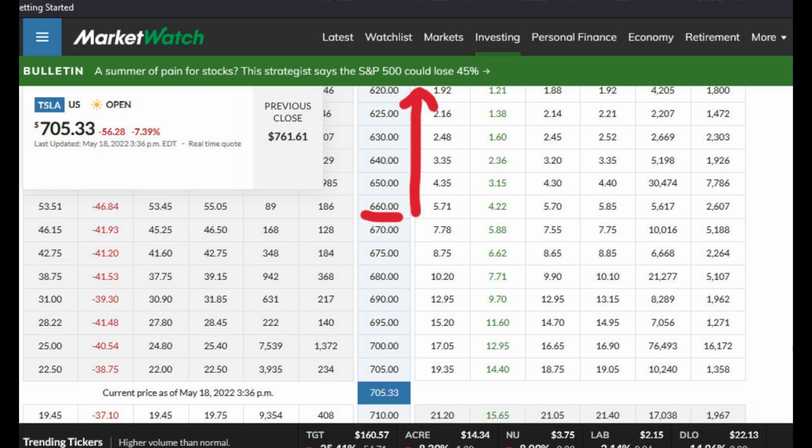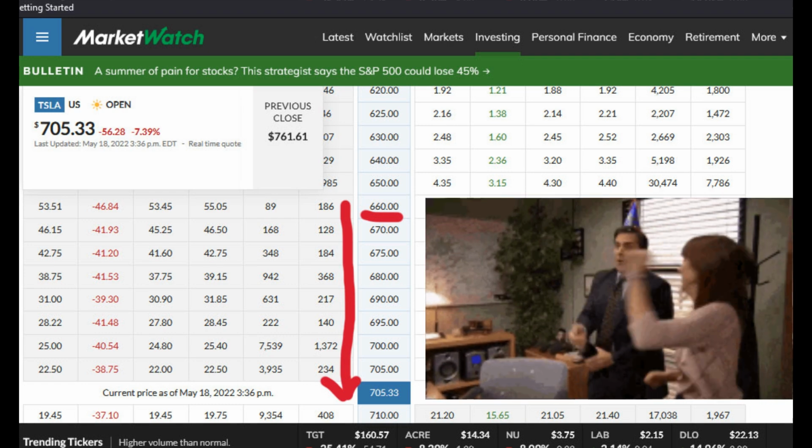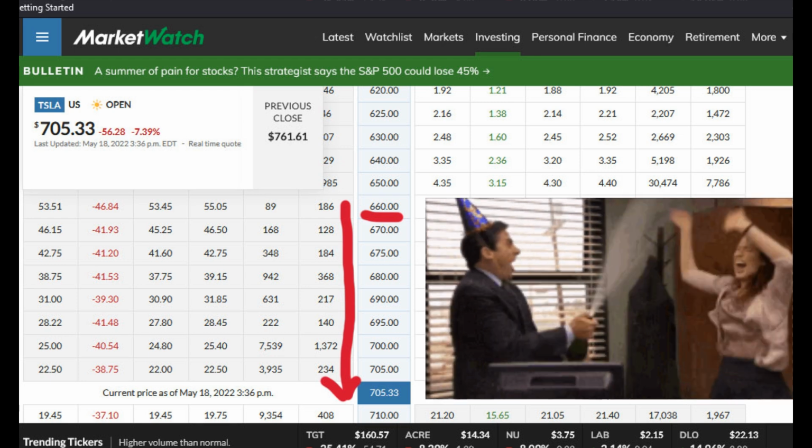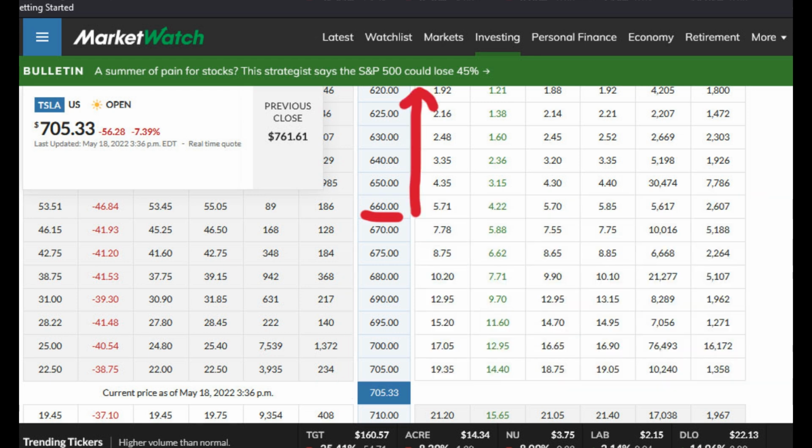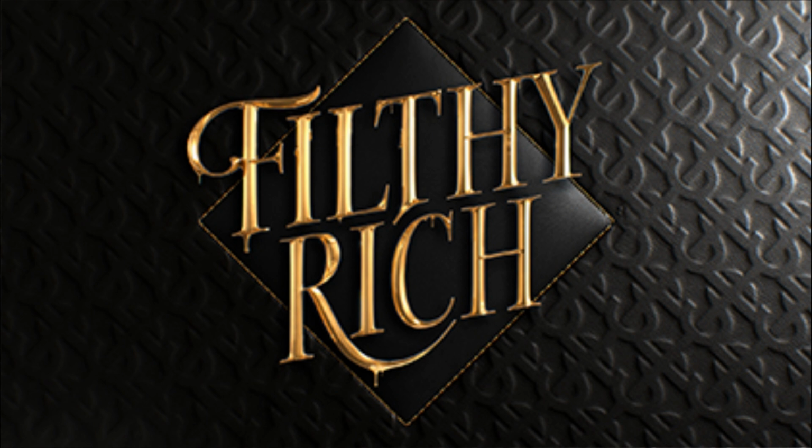If you buy calls and the price of the stock jumps above the strike, your trade is referred to as being in the money. If you buy puts and the price of the stock falls below the strike, your trade is in the money. And being in the money is what you're after.